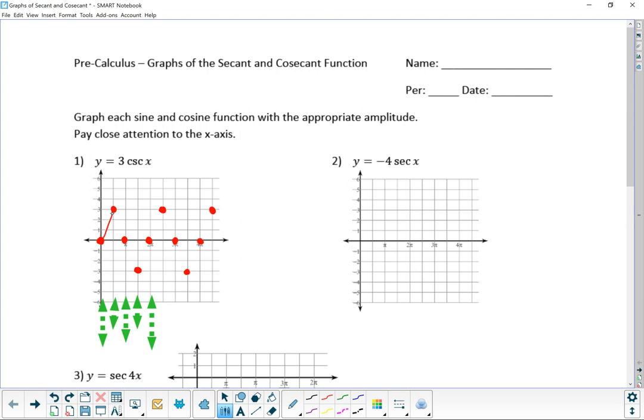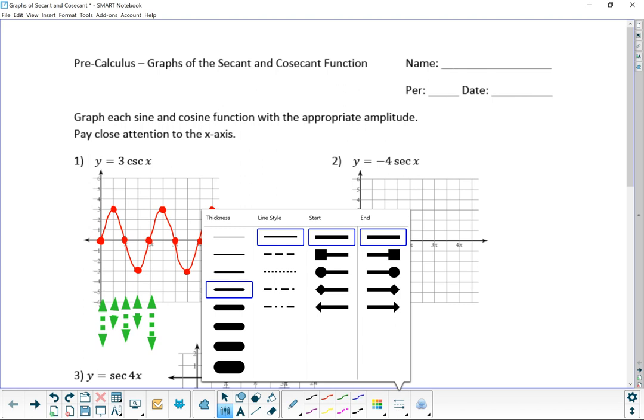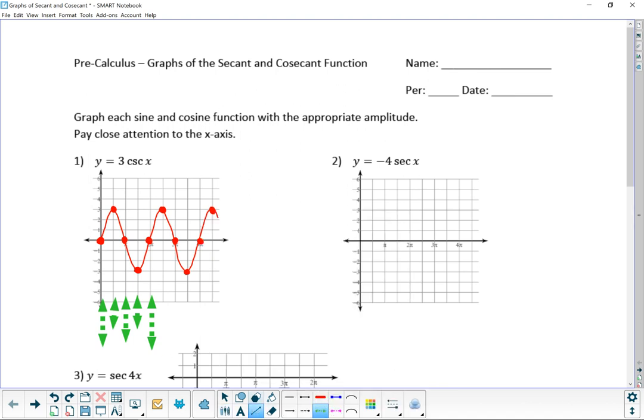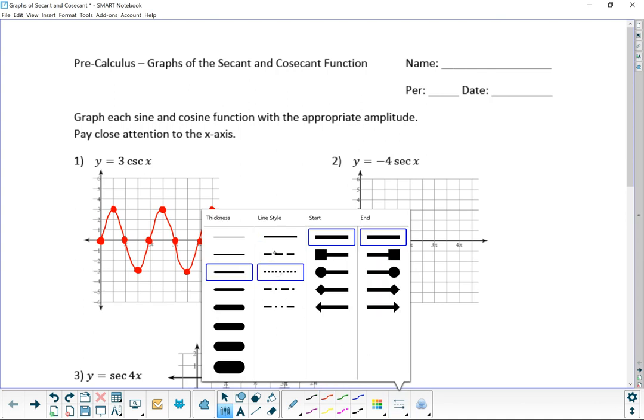right? So if I was doing the sine, it would look something like this, right? But we're not actually graphing the graph of 3 sine x. We're graphing 3 cosecant x, and the cosecant function actually looks like this. You can put in some asymptotes, but basically what you have to do is just say that every time it hits a 0, it's going to create an asymptote.